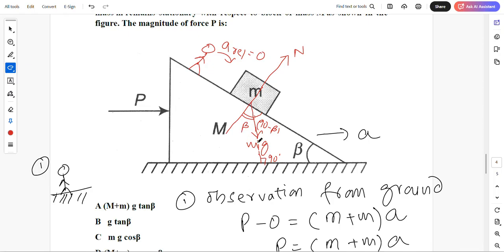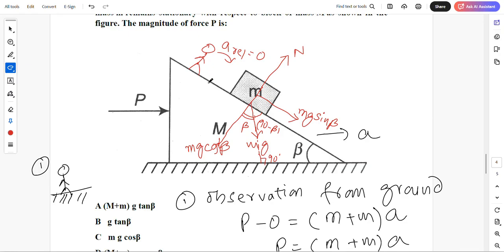Okay. If this is mg, this is beta, this is 90 degree, this is 90 minus beta, this is perpendicular, this is beta. Therefore, this will be how much? mg cos of beta. Now, if this is mg cos of beta, this will be what? Mg sin of beta. Hope you understood.